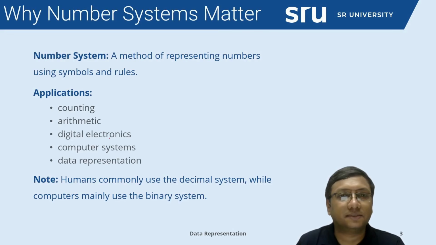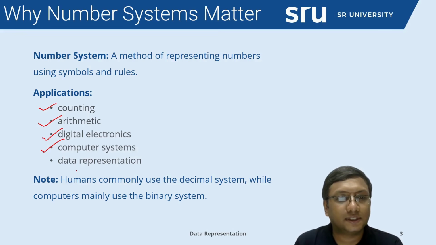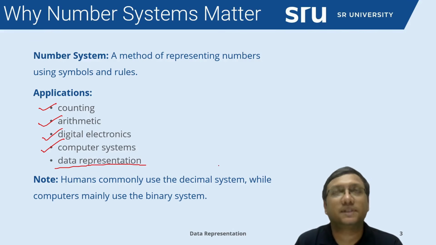So why do number systems matter? A number system is a method of representing numbers using symbols and rules. In daily life we use it for counting and arithmetic. In electronic circuits it is used for developing digital electronics and computer systems, and our focus today is to learn how number systems are used in data representation. One thing we must note is that humans commonly use the decimal number system, as we know, while computers mainly use the binary number system.